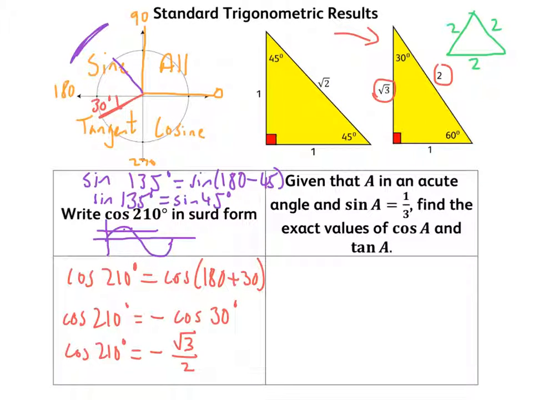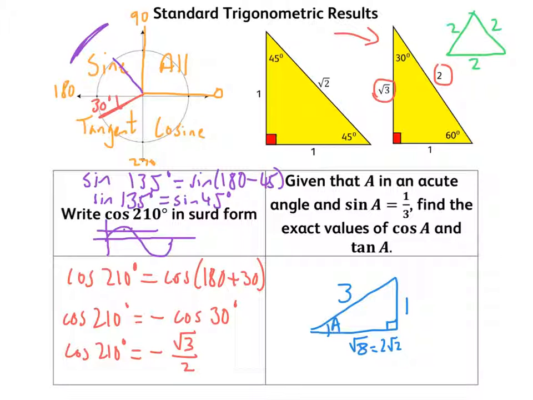Next one, it says, given that A is an acute angle and sine A is a third, find the exact values of cos A and tan A. Now, this is very, very straightforward. Draw a right angle triangle. So there's my right angle triangle. This is angle A there. And it says sine A is a third. Work this out here, which is root 8, which equals 2 root 2 actually. It's probably better to put that.